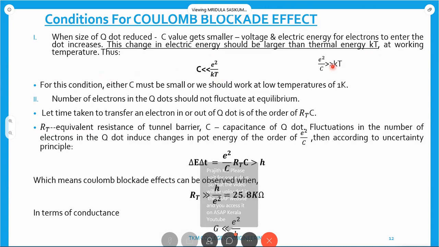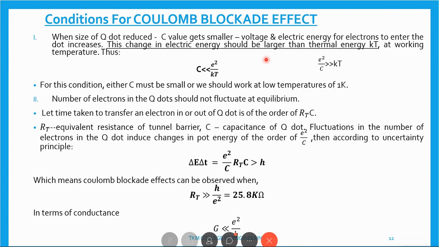Or in other words, e square by C, that is the change in electrical energy, should be greater than kT. Or in other words, C, the capacitance, should be much lesser than e square by kT. So that is the condition, which means the capacitance should be small, or we should work at a low temperature of 1 Kelvin. This is the first condition for the Coulomb blockade effect to be seen.